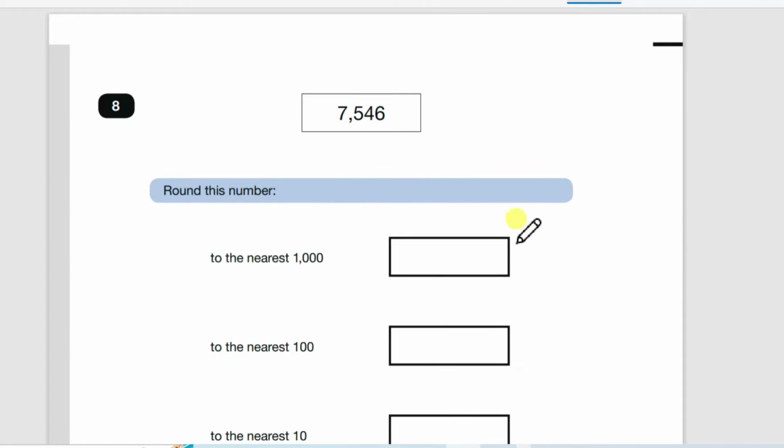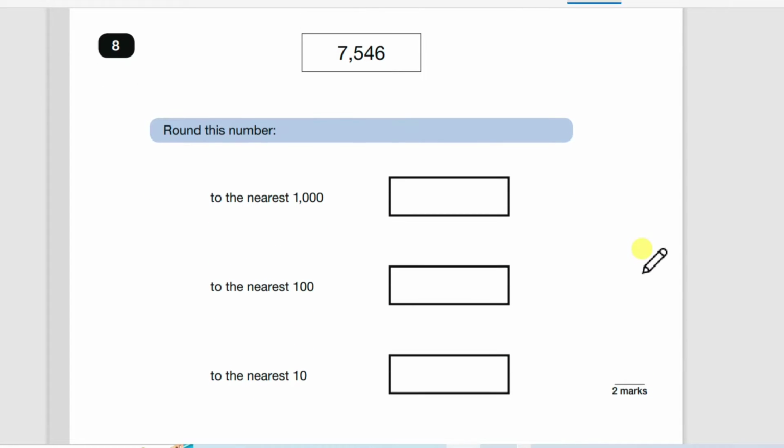But let's move on. 8. So round the following number to the nearest 1,000, 100, and tens. So the nearest 1,000, we just look at the second digit, the hundreds, yeah. So because it's 5 or more, 7 goes up to 8, so it's 8,000. So round to nearest 100, we look at the digit after the hundred, so the tens. If it's less than 5, it rounds down. So 500 stays at the level, so it'll be 7,500. To the nearest 10, look at the unit. If it's 5 or more, which it is, then the tens go up, so 4 becomes 5. So it becomes 7,550. Nice. 2 marks for that.